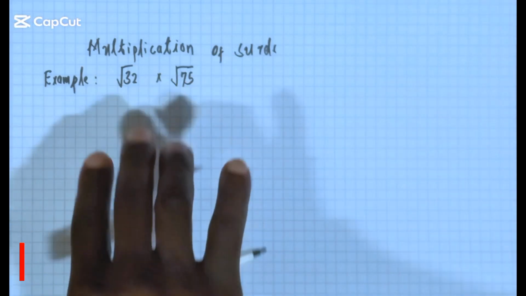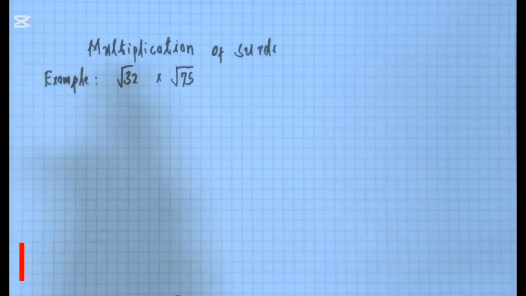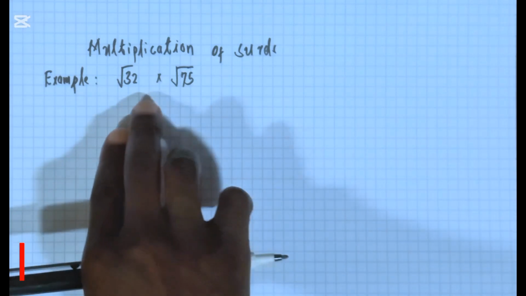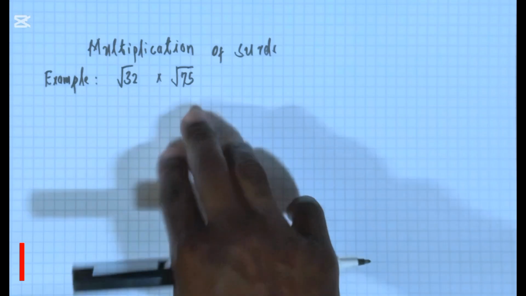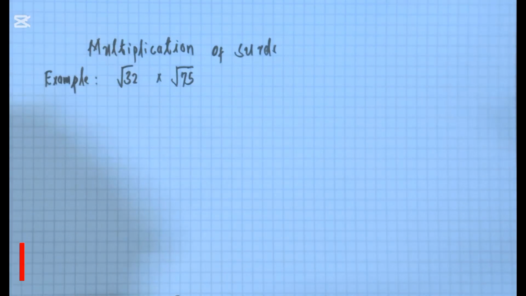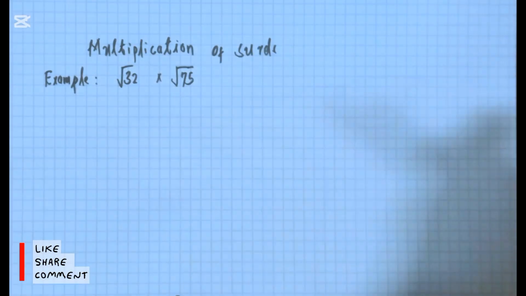So we are going to look at multiplication of surds. First things first, we're going to handle this example, that is the product of surd of 32 and surd of 75. The first thing you want to do is make sure that your surd is written in its simplest form before you actually multiply it. And so that's what we're going to start with.